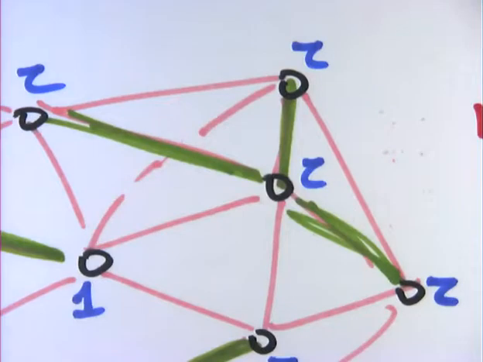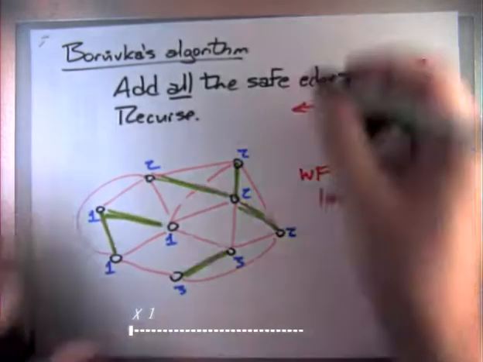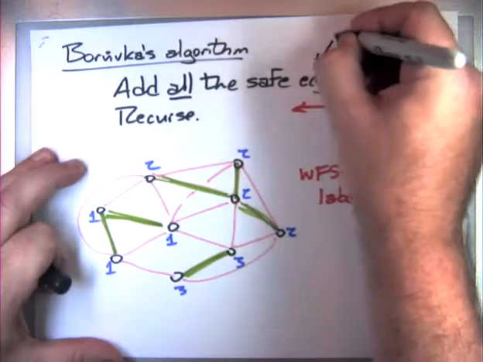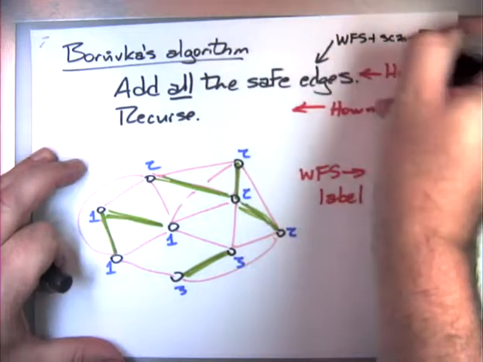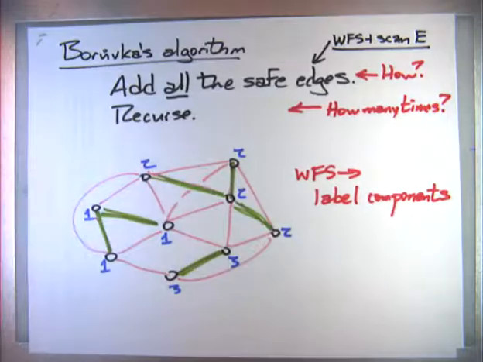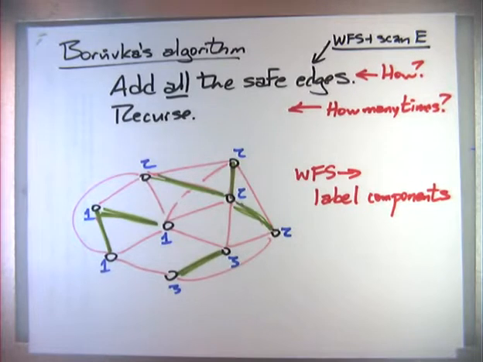So the answer to the first question, then, is essentially whatever-first search plus scan the edges, and it's all going to take linear time in the number of edges. So the second question is, how many times do I have to do this?